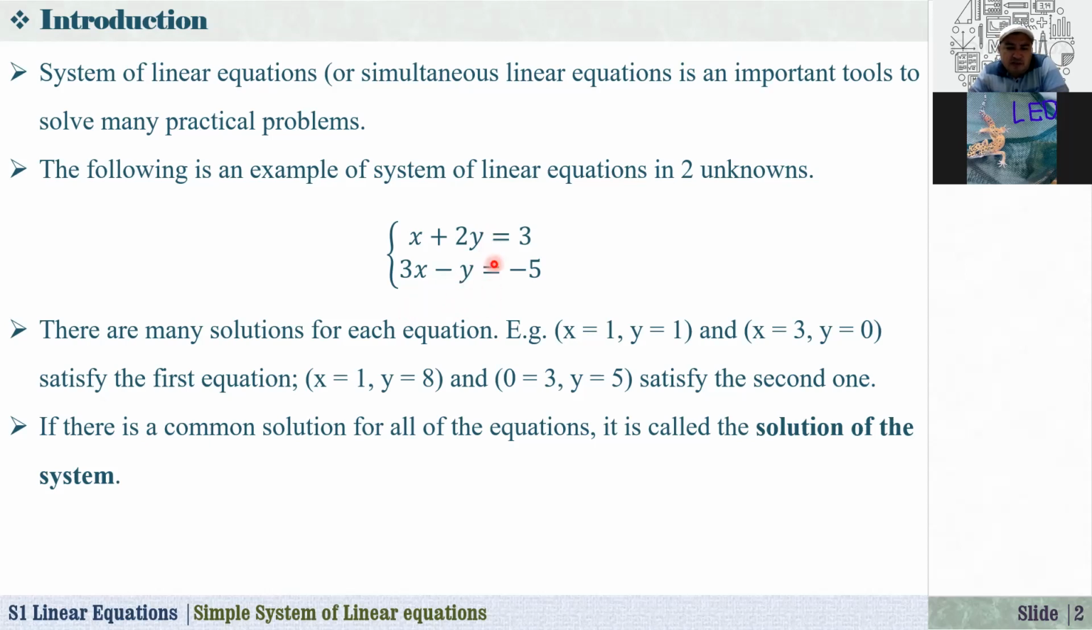So if you consider each one separately, for example, x plus 2y equals 3, it has infinitely many solutions. Why? Because its graph is a straight line, and every point on the straight line gives us one solution to this equation. But when we talk about a system of linear equations, we need to find a pair of numbers that satisfies both equations simultaneously. That's why it's called simultaneous linear equations. If there is a common solution for all of the equations, it is called the solution of the system. Now here we will study how to find the solution of such systems.